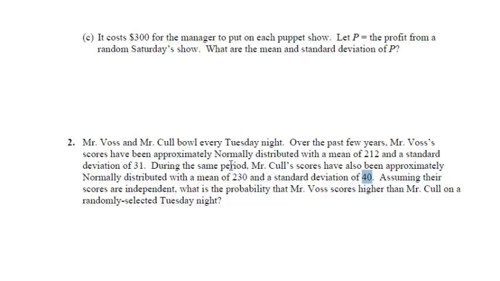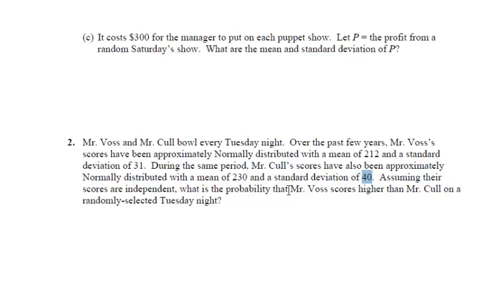And it says, assuming their scores are independent, what's the probability that Mr. Voss scores higher than Mr. Cole on a randomly selected Tuesday night? I did a z-score and found the probability. The only difference is when I did this, I did Voss minus Cole. So I got negative 18 for the mean, and then I got a standard deviation when working with the 31 and the 40. And I did a z-score, but a lot of people don't know when you do a z-score, you have to do actual minus mean.